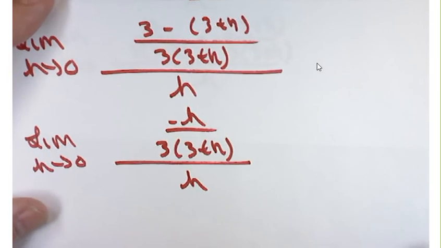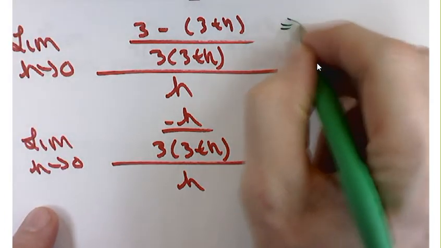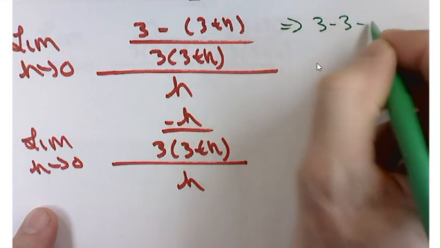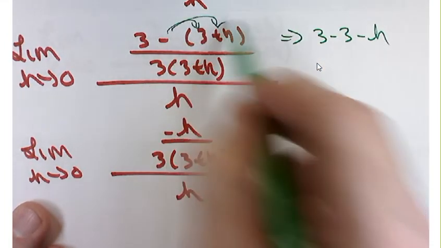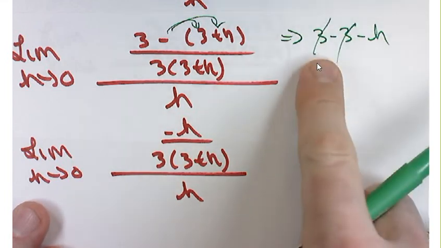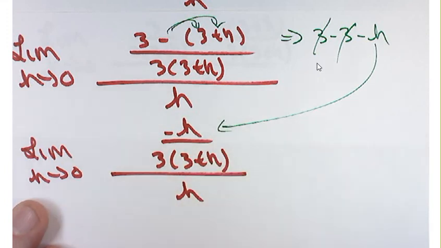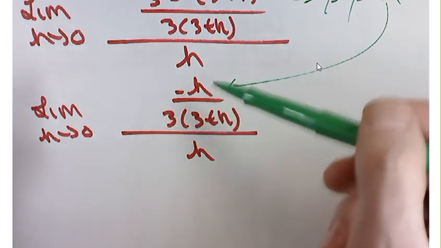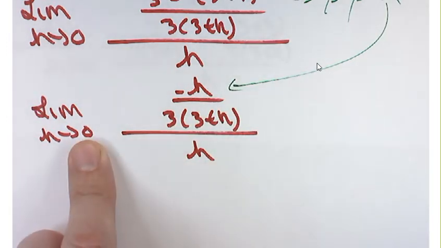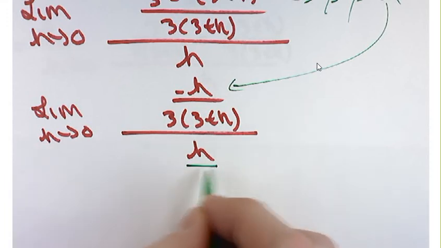And if you're curious what happened in the numerator, let me show you off to the side here. That's going to be 3 minus 3 plus h, because that negative has to distribute itself to both terms. And when you do, the 3's cancel out, and you're left with that minus h right there. You're still stuck with that same problem. You still have 0 over 0 if you tried to plug in the limit. But now we're in a better place.